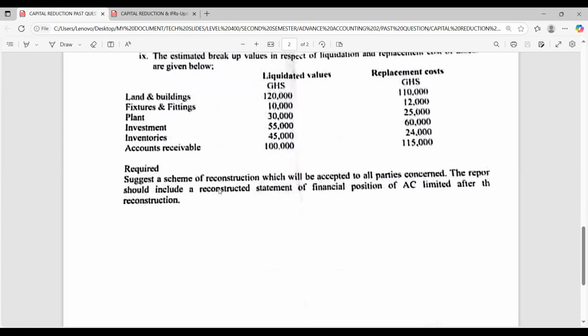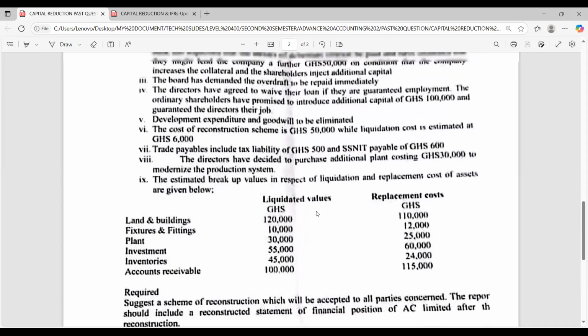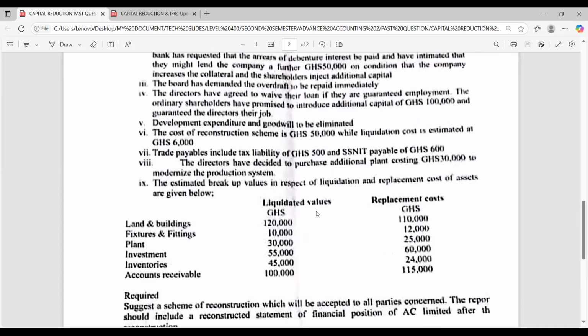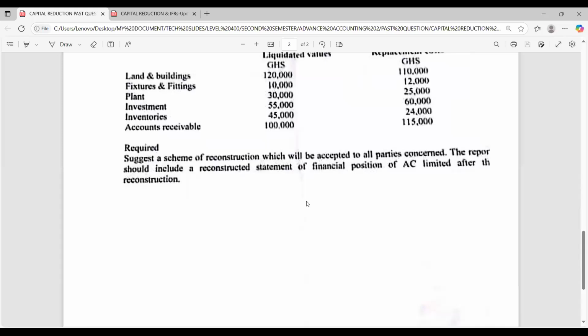Now, it says suggest a scheme of reconstruction which will be accepted by all parties concerned. The report should include a reconstructed statement of financial position of Abrakwa Charles Limited after the reconstruction. So the first thing is to liquidate. The next is to prepare your reconstruction. And then you prepare your financial position after the reconstruction. Now, when I liquidate, I don't need any balance sheet to prove. But when I reconstruct, I will need a balance sheet. And we've not gotten to reconstruction. So the first thing is to liquidate, and that is what I expect you to do.